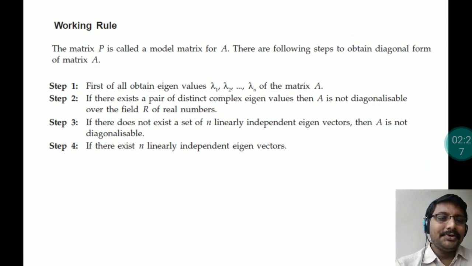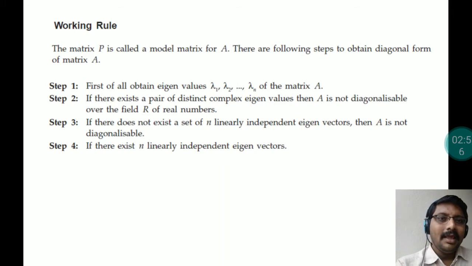Now, the working rule to find the matrix P, the model matrix P. The matrix P is called the model matrix of A. There are the following steps to obtain the diagonal form of the matrix A. In step 1, we have to find all eigenvalues of the matrix A. Here the eigenvalues are represented as lambda 1, lambda 2 and so on, lambda n.